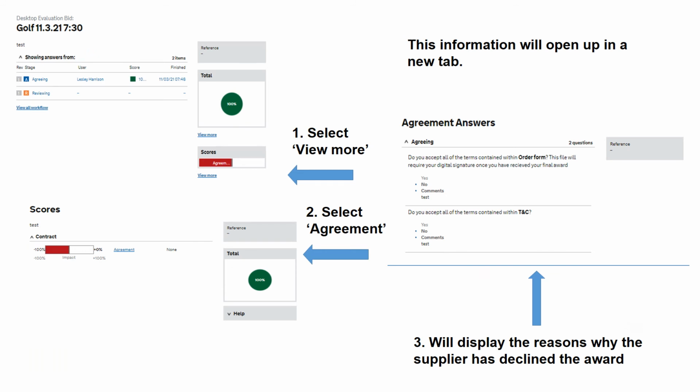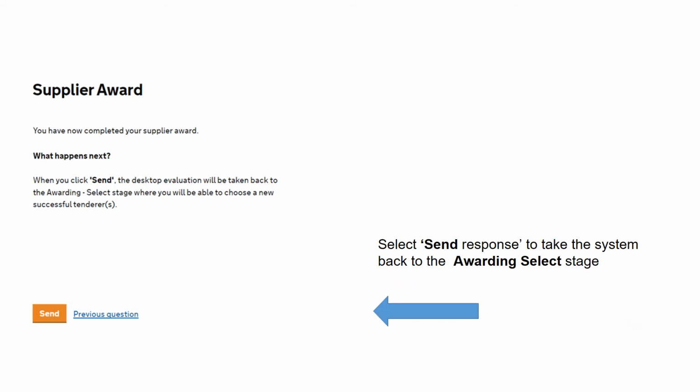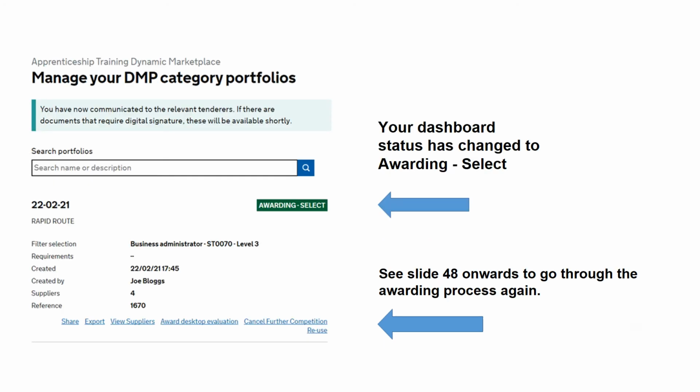To view why the supplier has declined the contract award, you will need to go through the steps above. 1. Select View More to access the scores. 2. Click on the hyperlink agreement. 3. It will display the reasons why the supplier has declined the award. You will need to document the reason why the award was unsuccessful. By selecting Send Response, you will return to the award selection stage of the process. See slide 48 onwards to go through the award select process again.